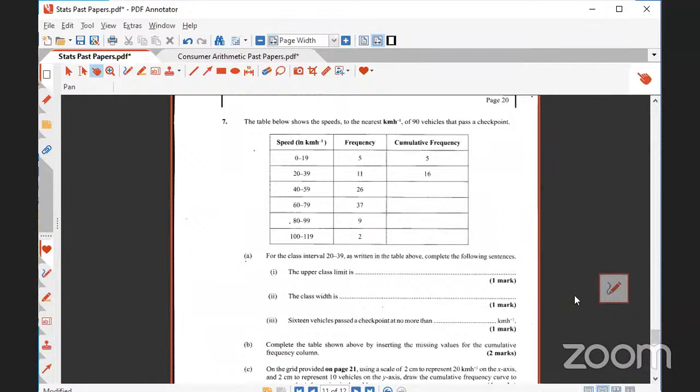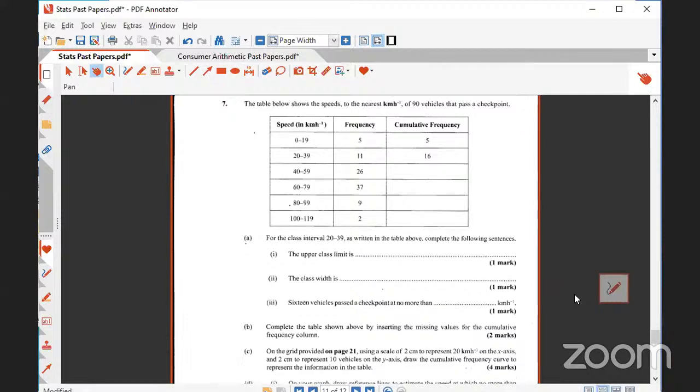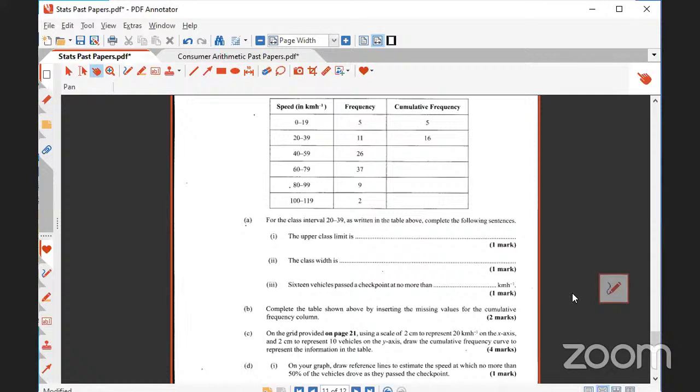The table below shows the speeds to the nearest kilometers per hour of 90 vehicles that pass a checkpoint. All right, people, again, draw your table, and I want you to try the first couple questions here. The upper class limit is, the class width is, 16 vehicles past a checkpoint, no more than.